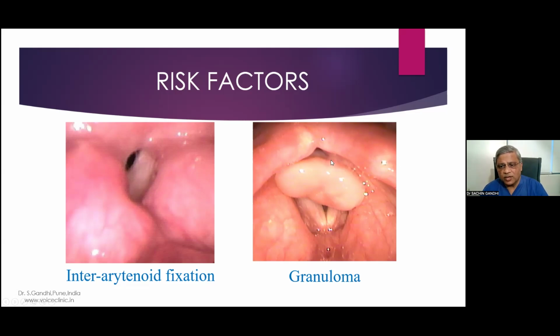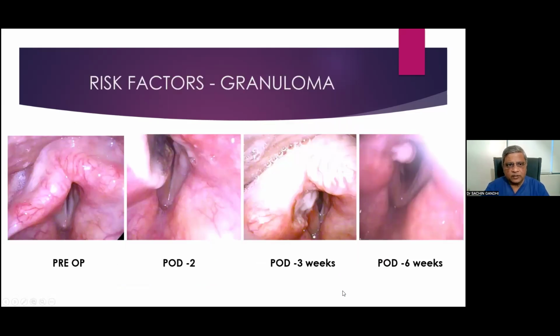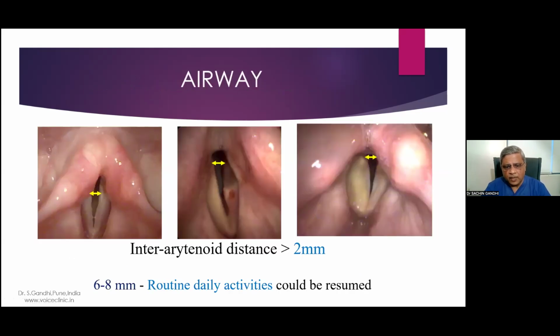Granuloma, because we are working on the arytenoid cartilage, so perichondritis and granuloma formation, you just have to remove it endoscopically and give a good airway to the patient. So this is exposed cartilage which has formed a granuloma after 6 weeks. You can just remove it with a flexible laryngoscope or under general anesthesia.